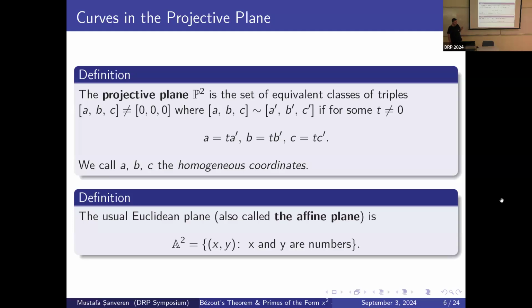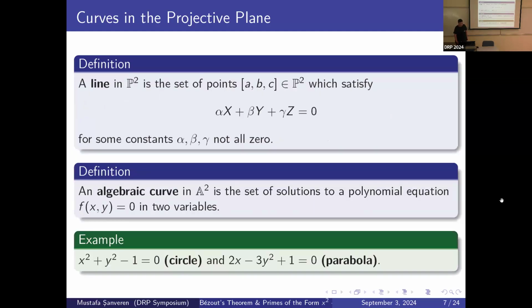The projective plane is the set of equivalence classes of triples which are not all zero. And for some non-zero t, if two triples are in relation, we have these equalities, and we call a, b, c homogeneous coordinates. And the usual Euclidean plane, also called the affine plane, is the set of pairs of real numbers. And a line in the projective plane is the set of points a, b, c which satisfy this equation, where the coefficients are not all zero.